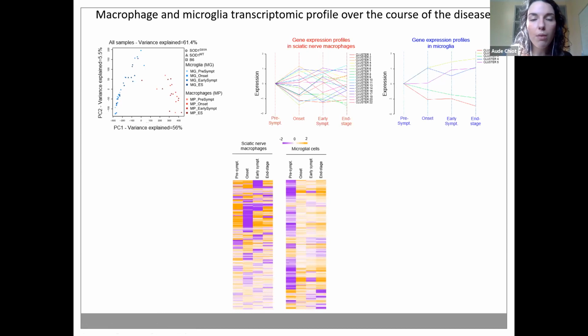Looking at the sciatic nerve macrophages in terms of gene regulation more deeply, we were able to show that the changes in gene expression were really abrupt between the different disease stages. We had changes like downregulation, then upregulation, and going to downregulation again. And that was completely different for microglial cells because they had a more continuous reactivity, going from downregulation to genes that upregulate progressively during the disease.